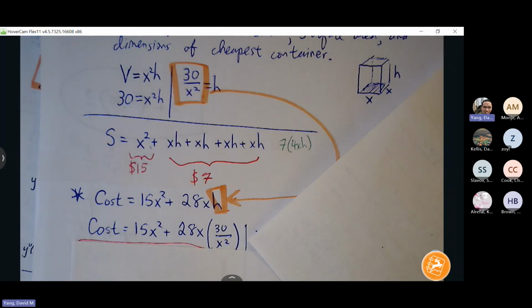And once you solve for x, you're near the end of the problem, but we got to go a step further after solving for x.